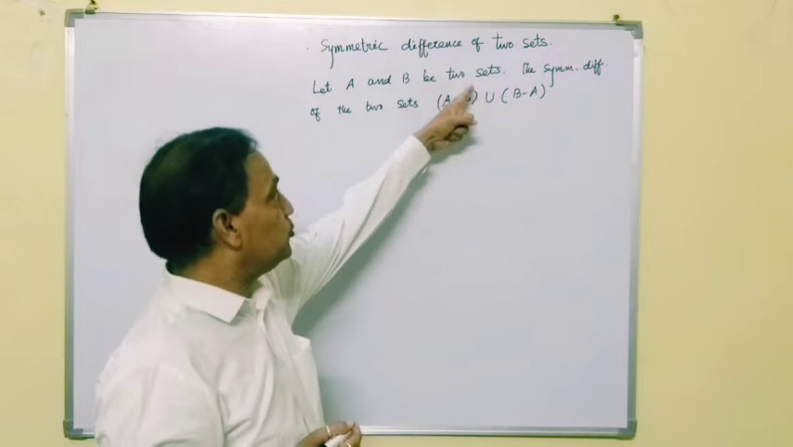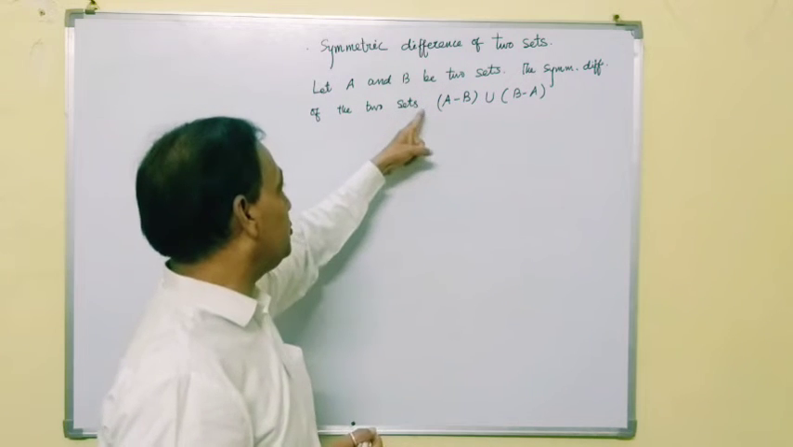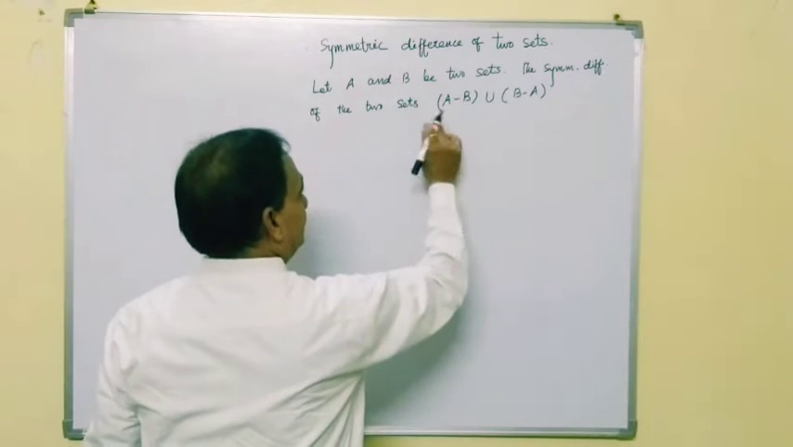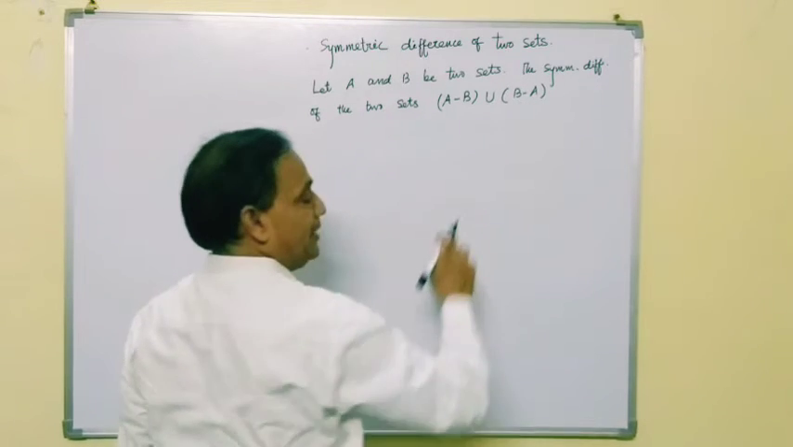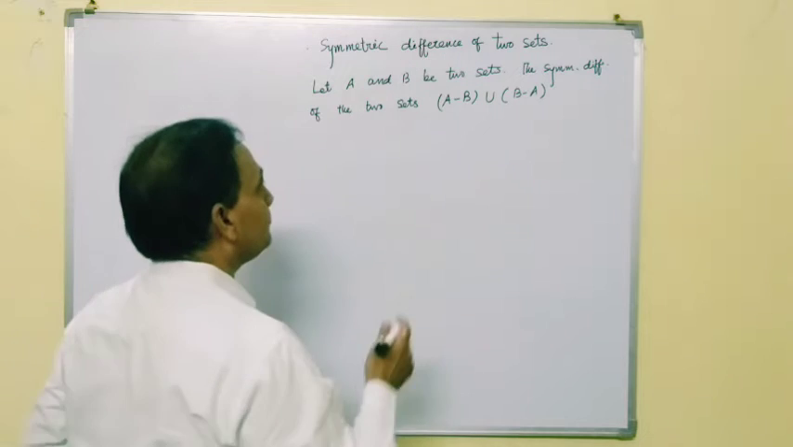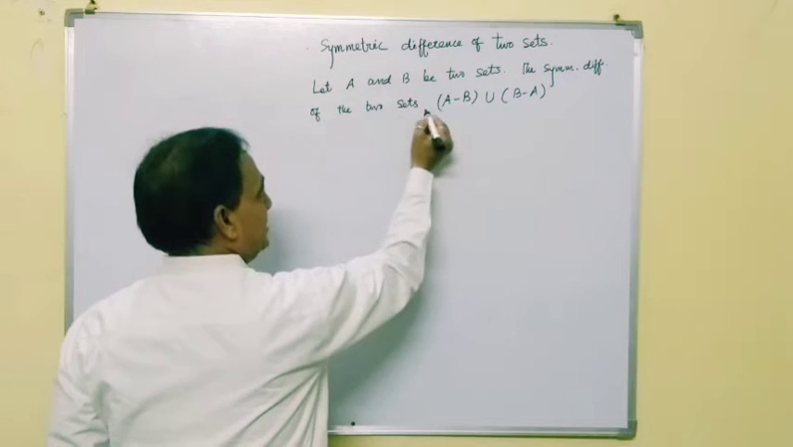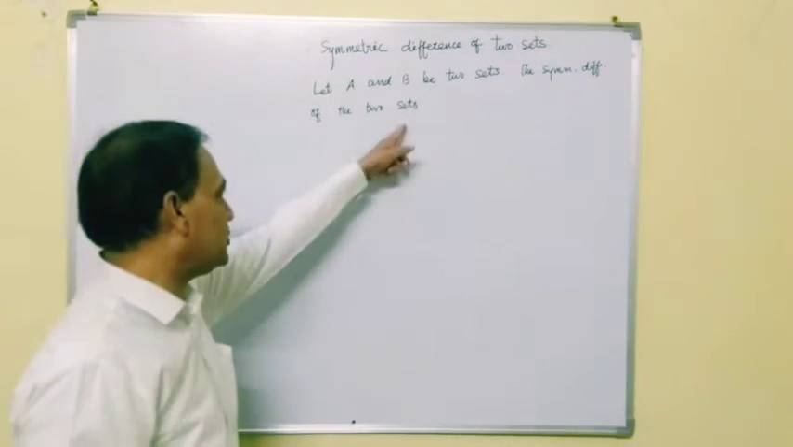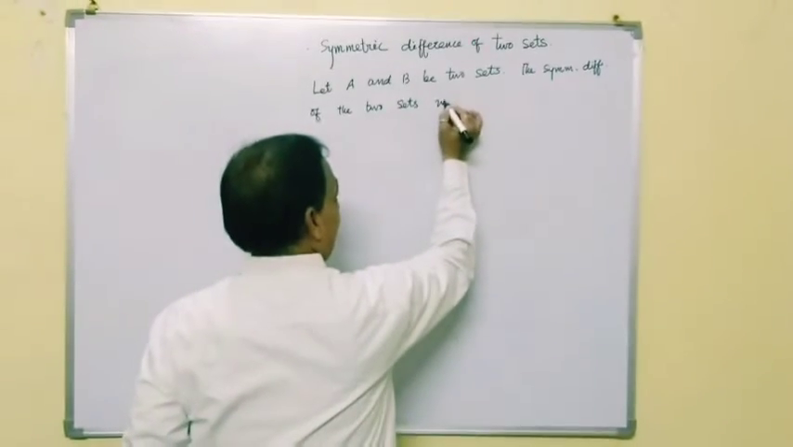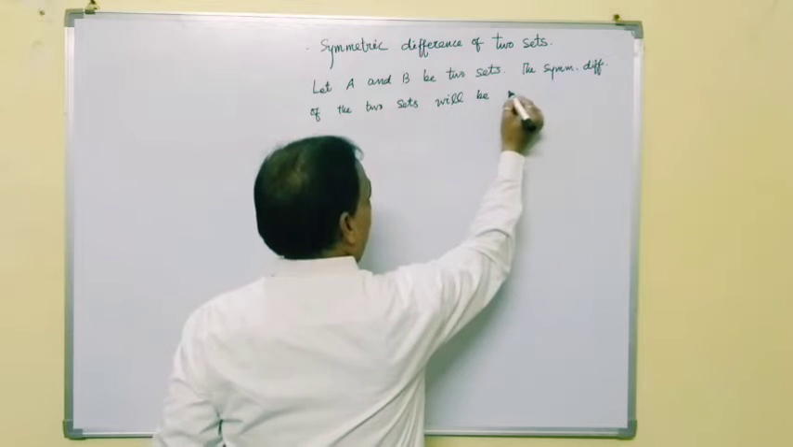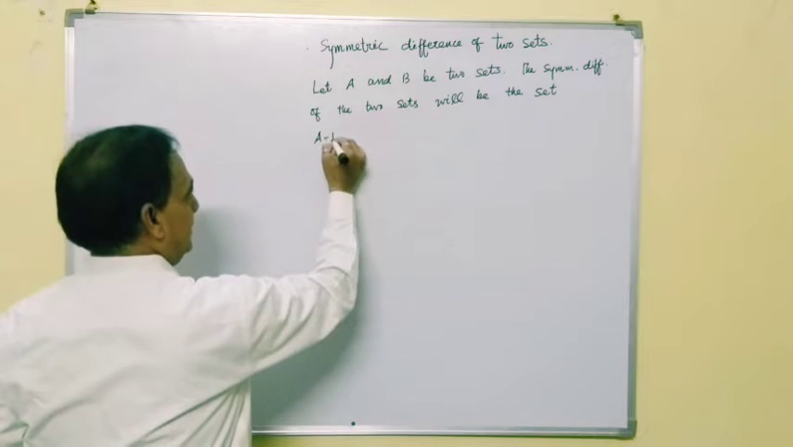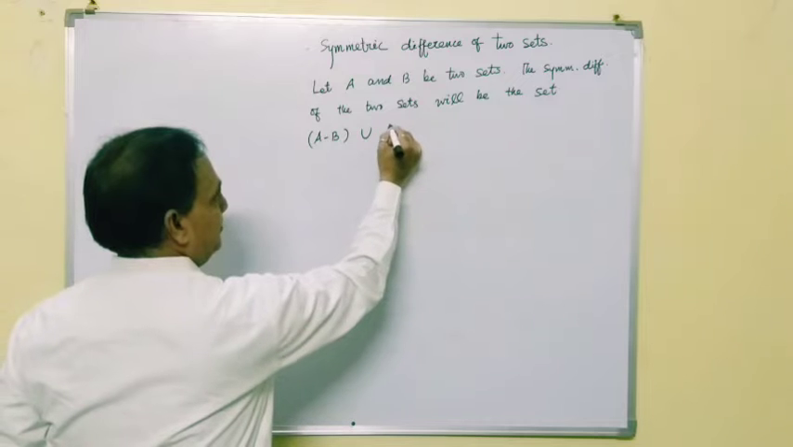Let A and B be two sets. The symmetric difference of the two sets will be A minus B union B minus A. Two sets A and B, are you right? The symmetric difference of the two sets will be the set A minus B यूनियन B माइनस A.